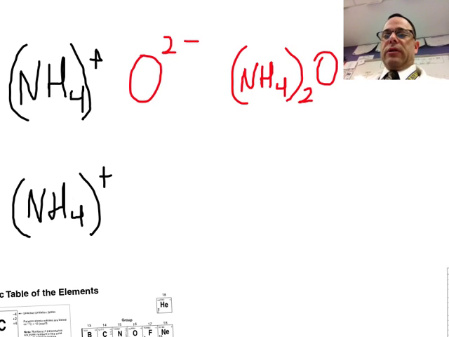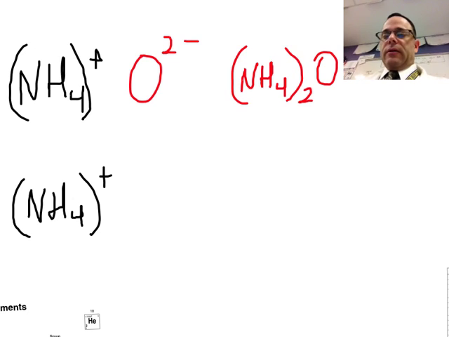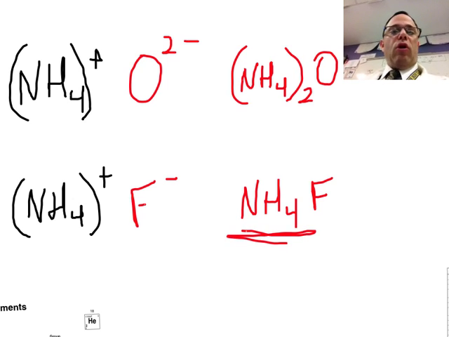Let's take another example, and let's say fluorine. Fluorine is -1. If we do our crisscross, we drop the 1 down here, drop the 1 down here, and it would be written in this fashion, NH4F. Now I do not have the parentheses because if I have NH4 already written, it's already implied that there's 1 of them.